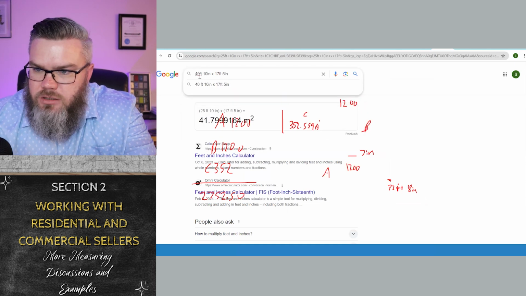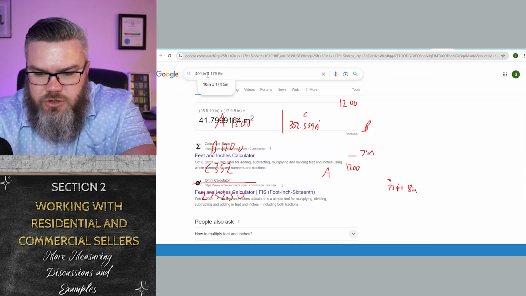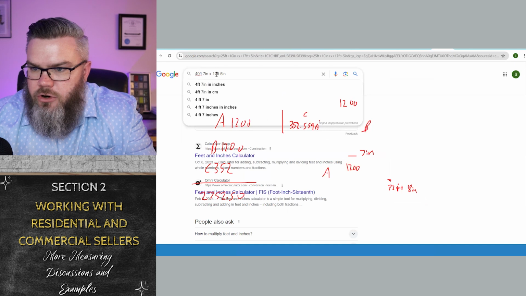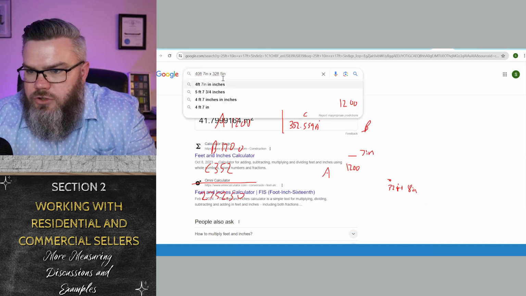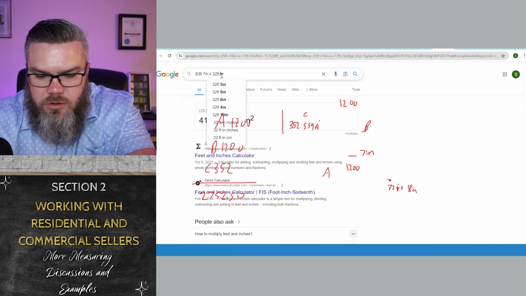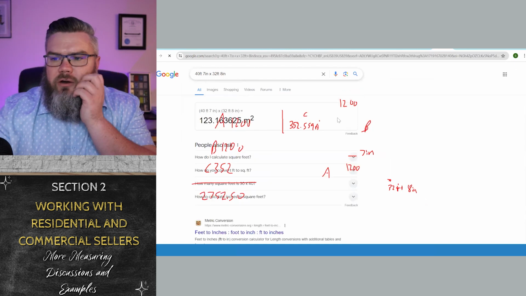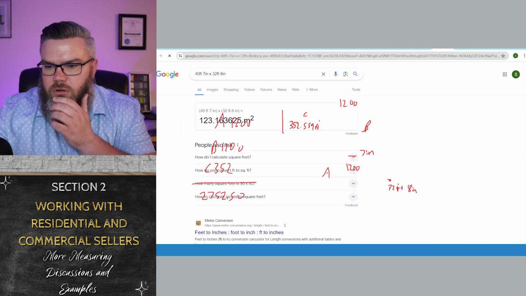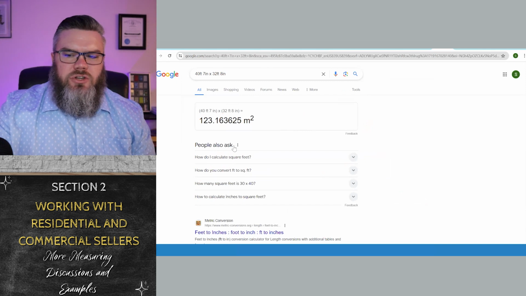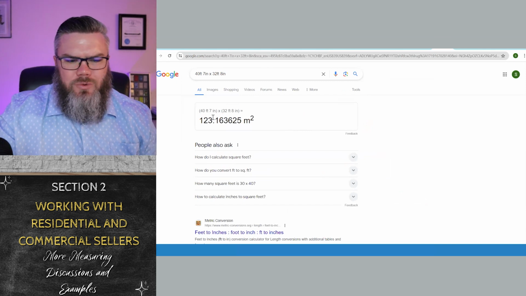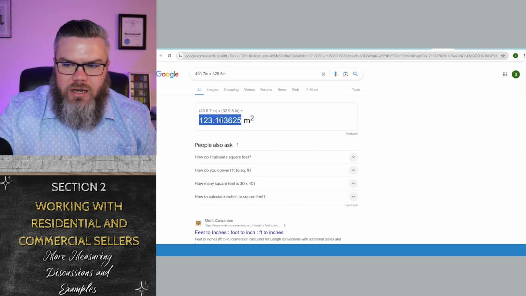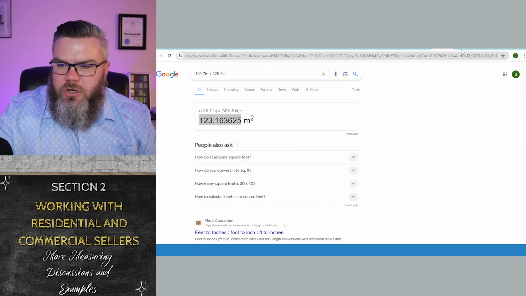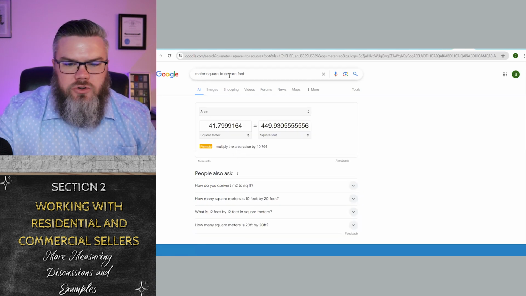40 feet, 7 inches times 32 feet, 8 inches. Google is smart enough to do that math for you. But it gives it to you, for whatever reason, in meters squared, which is not pretty. But all you have to do is highlight it, copy it, and then open up a new tab where you've got meters squared to square footage conversions. Google's smart enough to do that too.